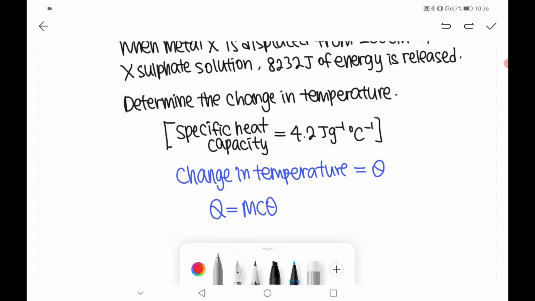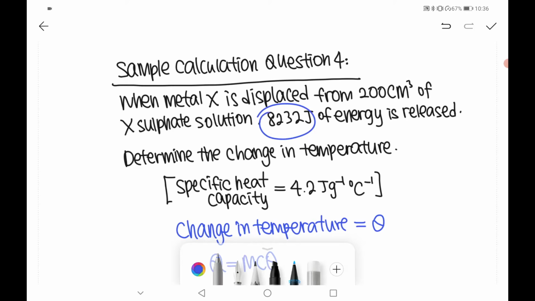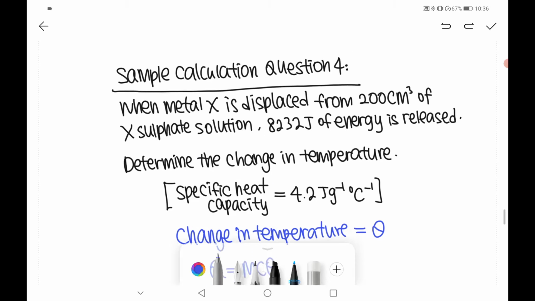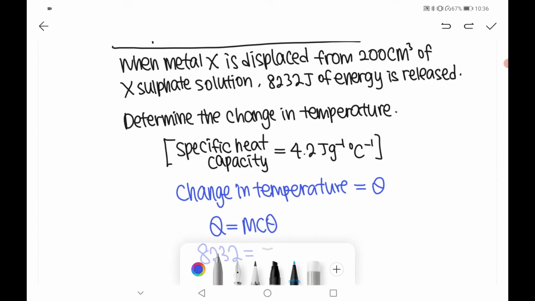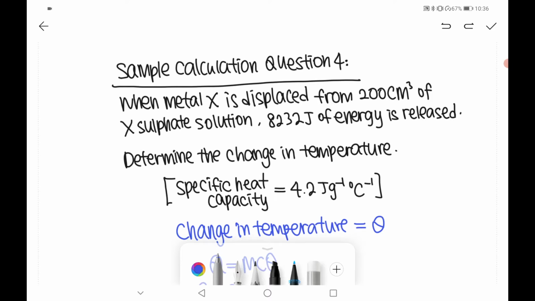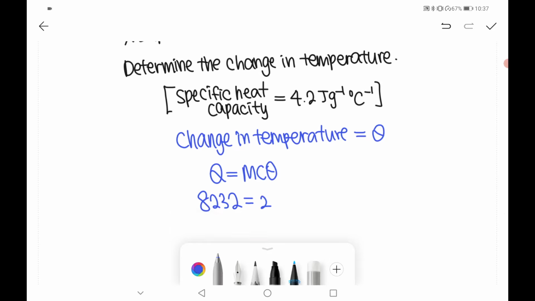Do we know the Q? Q is heat, or energy. Are we given the heat or energy? I would say yes. We are given the energy to be 8,232. So 8,232 equal to m. M is mass. In this chapter, the mass refers to the mass of solution, and I said just now, the mass of the solution is the same as the volume of the solution. The volume is 200, so we put 200 here.